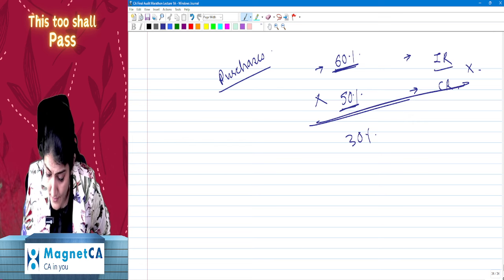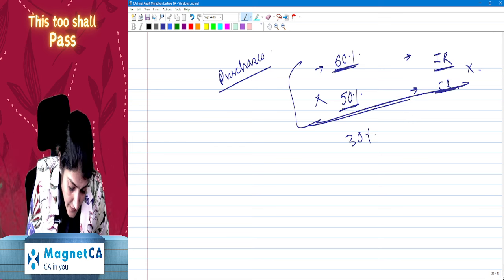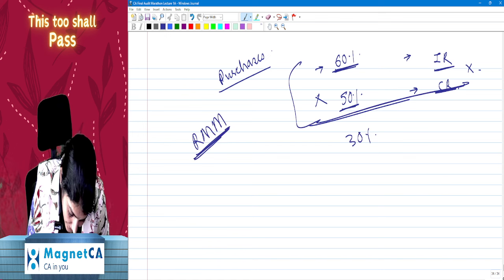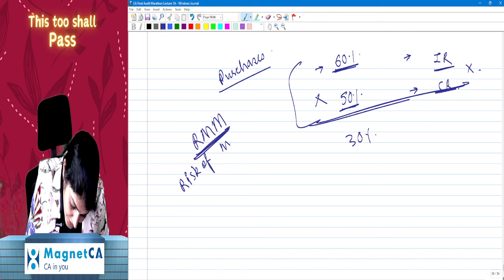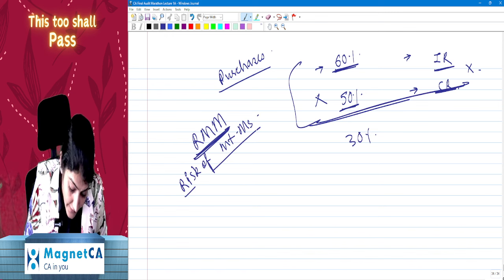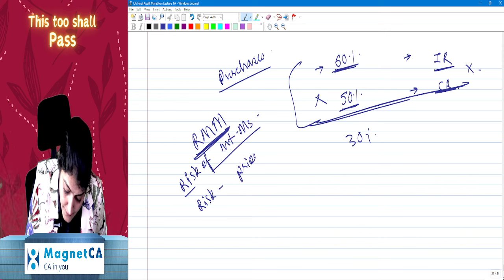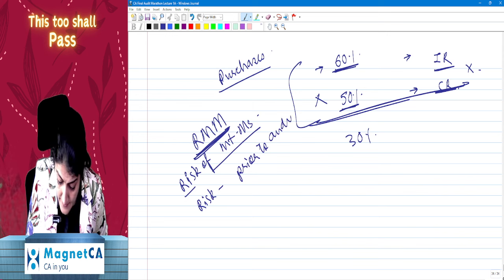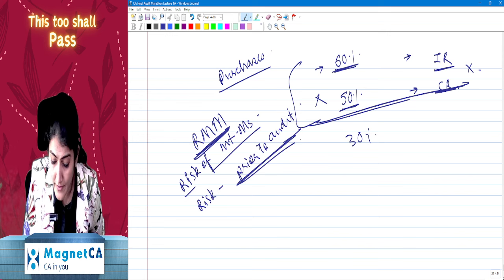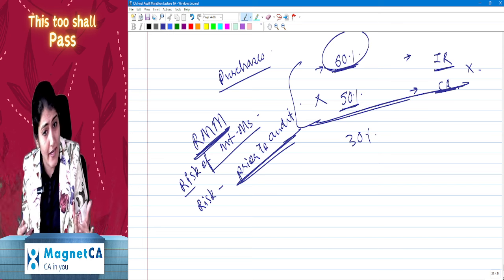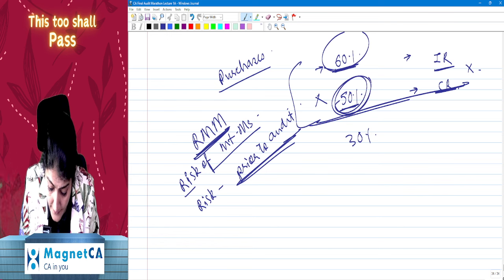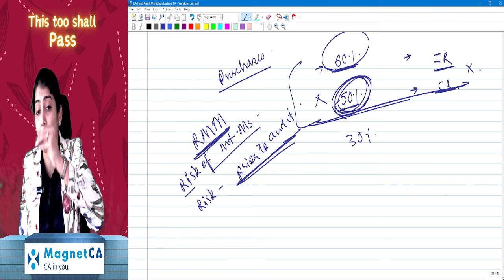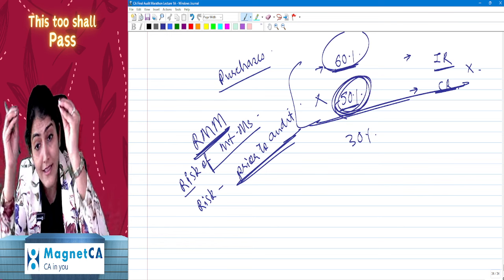Now these two risks, inherent risk and control risk, are called the RMM. Risk of material misstatement. Chances of fraud and error. The risk that the financial statements may be materially misstated prior to audit. Is it that because I have come for the audit that 60% of purchases may not be correctly recorded? No. Is it that because I have come for the audit, their controls are effective only to the extent of 50%? No. It is already there.